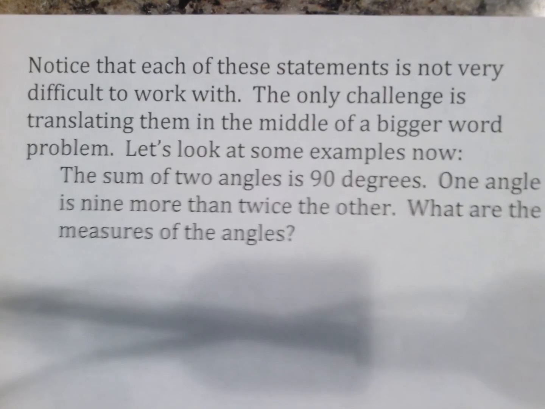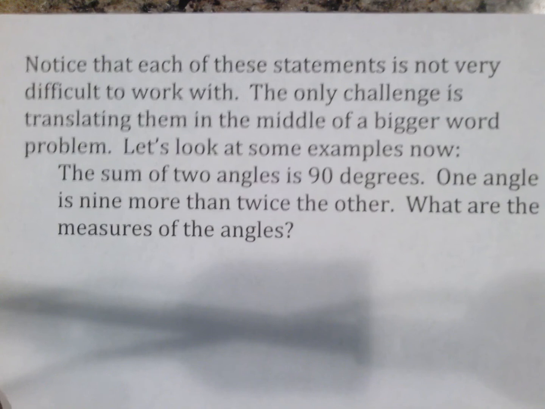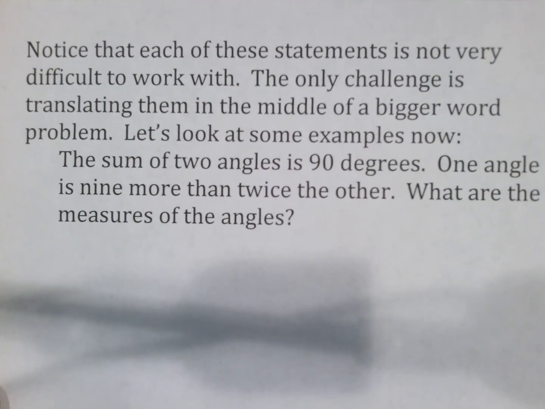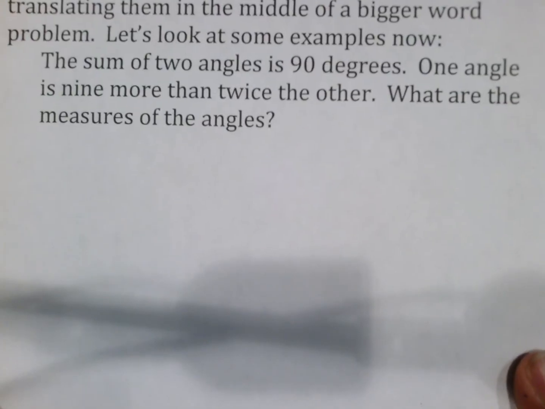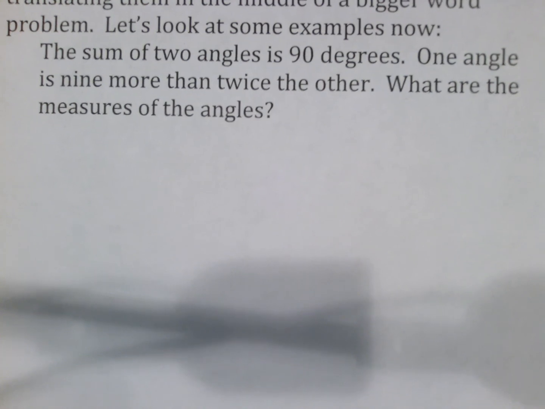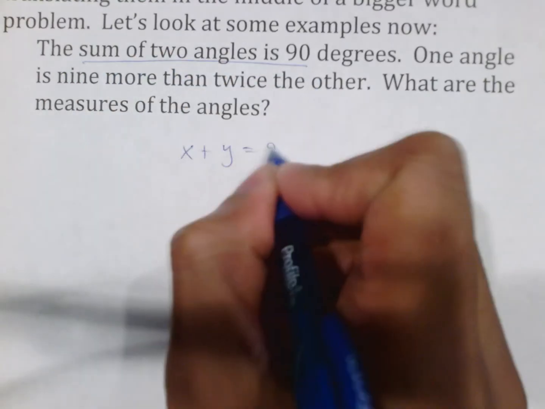Notice that each of these statements is not very difficult to work with. The only change is just translating them while they're in the middle of a bigger word problem. So let's just look at some examples now. This is actually a geometry type of question, but it's doable. It talks about the sum of two angles being 90 degrees, and one angle is 9 more than twice the other one. Well, we've already seen this one where it says the sum of two angles is 90 degrees. That means that x plus y must equal 90.